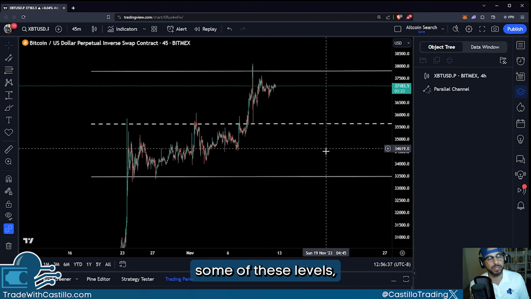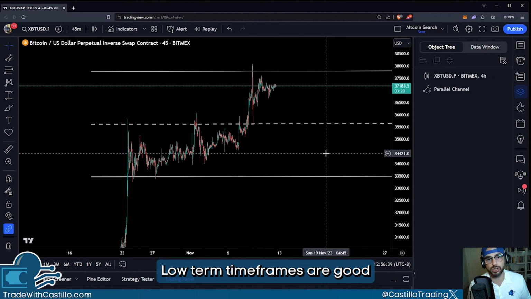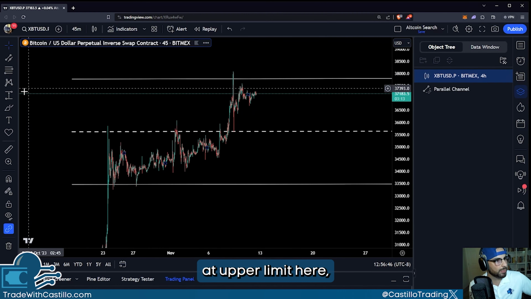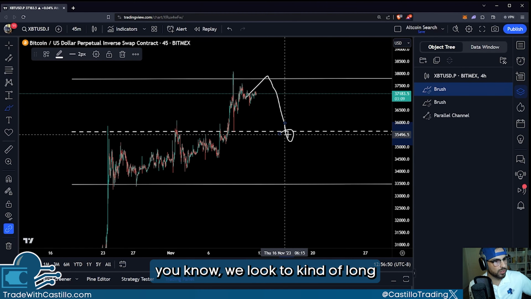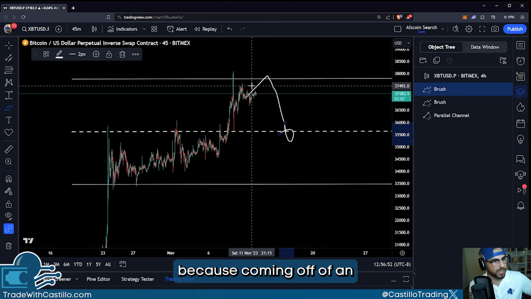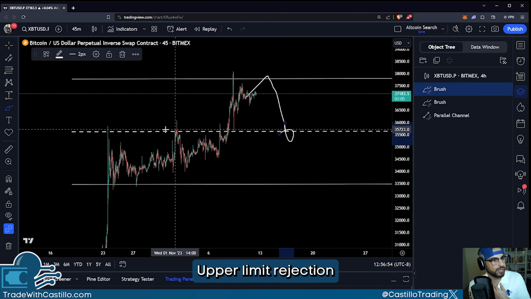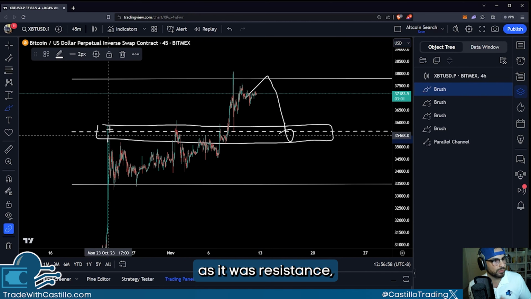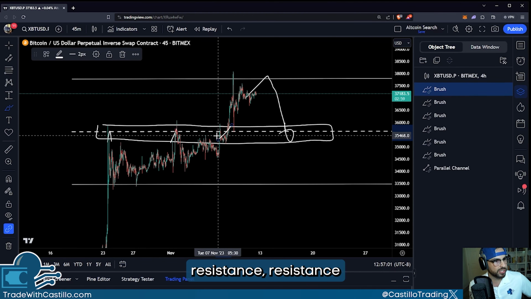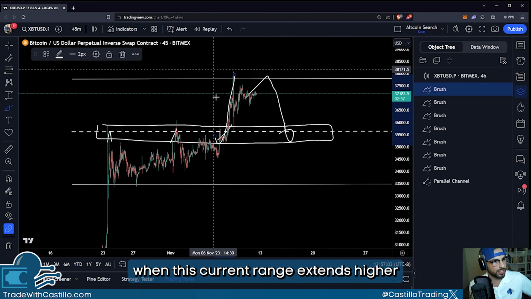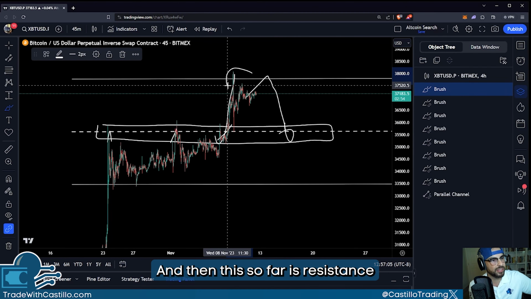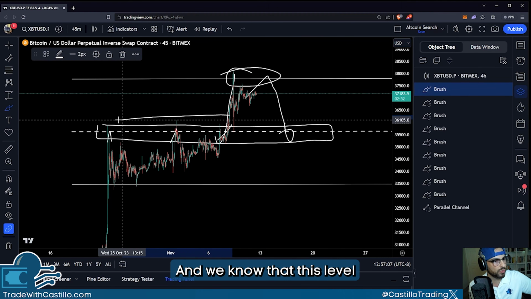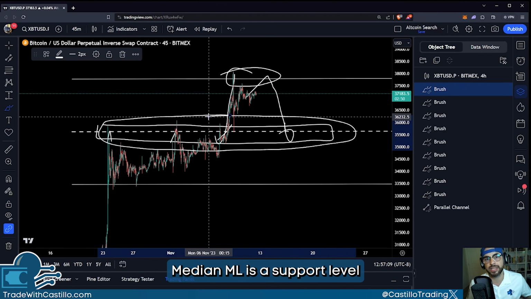If you want to scalp some of these levels, I think that low term time frames are good, because if you get a rejection at upper limit here, we look to long median ML, because coming off of an upper limit rejection, median ML is support. And this was an established support level, as it was resistance, and then we broke above, and that's when this current range extends higher, and then this so far is resistance, and we know that this level, median ML, is a support level.